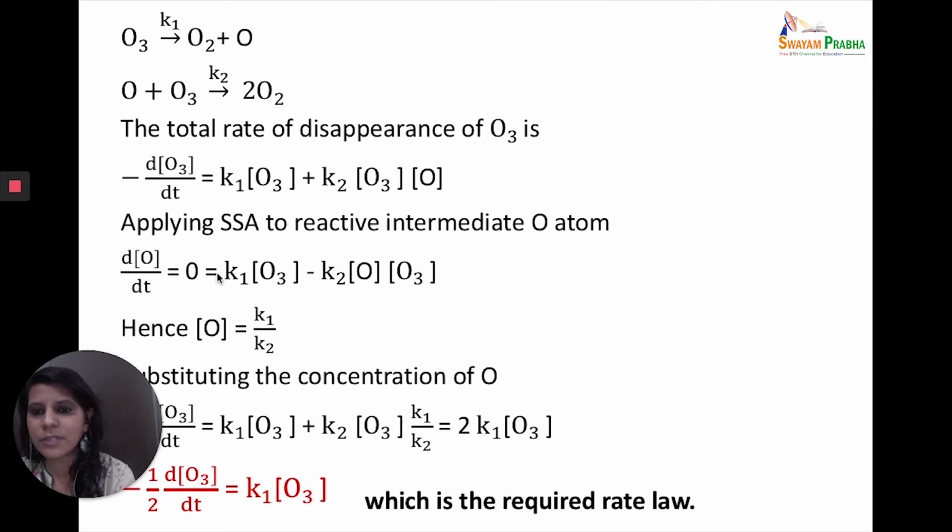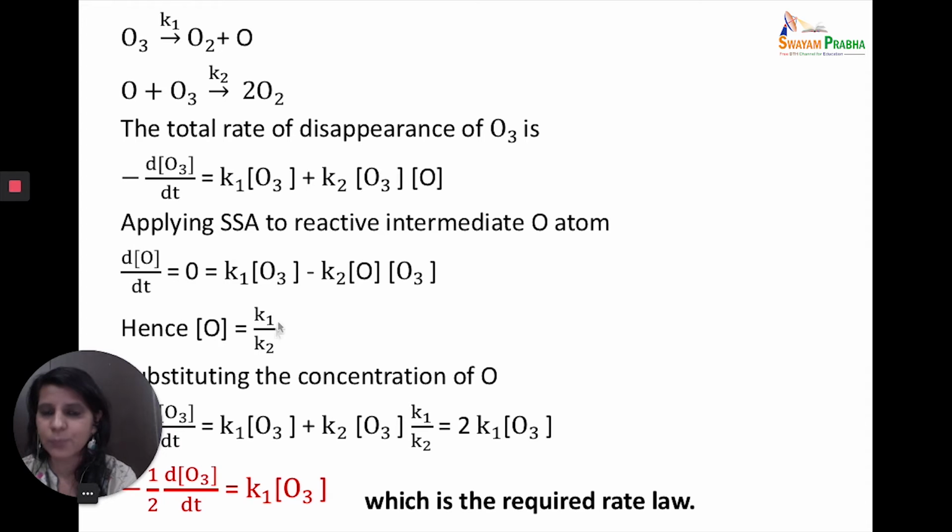Now let's write down the rate law for this nascent oxygen. In the first step, nascent oxygen is being produced and this has a positive sign. That means we are writing in terms of product only. So k1[O3]. In the second step, nascent oxygen is being consumed, so I will write minus k2[O][O3]. These are the concentrations. So k1[O3] because in the first step it is being formed, and in the second step it is disappearing, so minus k2[O][O3]. Now if this is equal to 0 and I solve this, I get the nascent oxygen concentration is equal to k1/k2.